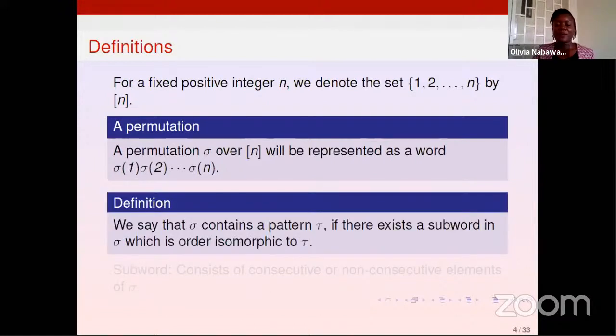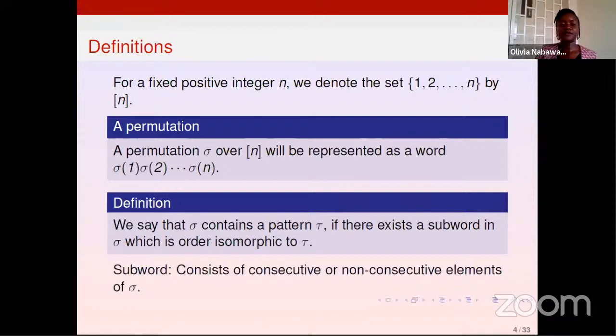About the pattern, I will say that a permutation sigma contains a pattern tau if we have a subword in sigma which is order isomorphic to this pattern. And if sigma does not contain a subword that is order isomorphic to this pattern, then we say that sigma is tau avoiding. That is what we mean by the forbidden pattern. A subword in a permutation can consist of consecutive or non-consecutive elements.